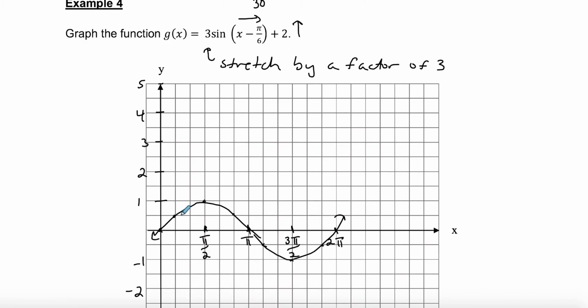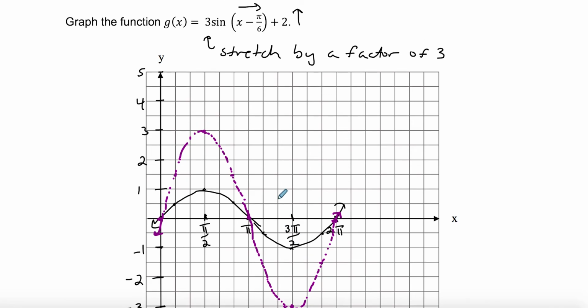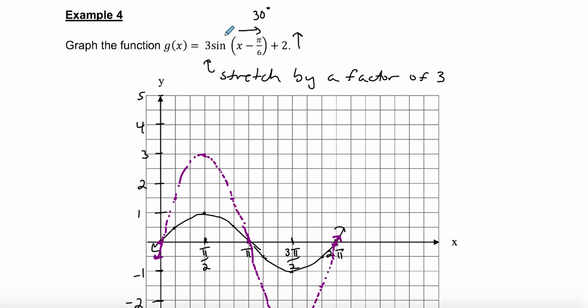Now I would imagine stretching this by a factor of 3. 1 times 3 is 3. 0 times 3 is 0. -1 times 3 is -3. And then back up to 2 pi. So there's our vertical stretch. We also need to move this up to +2. And we have to translate this function 30 degrees to the right.